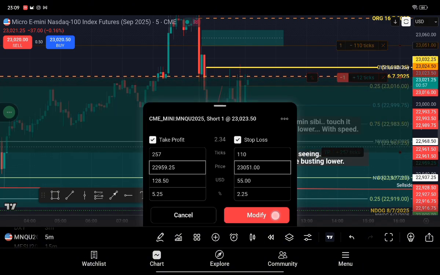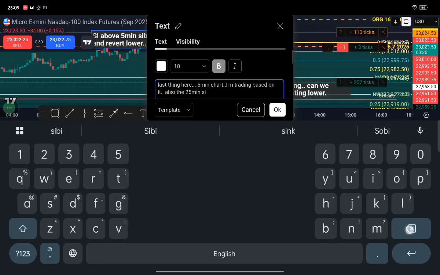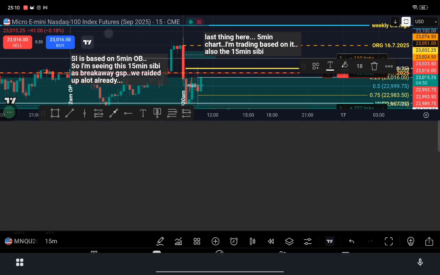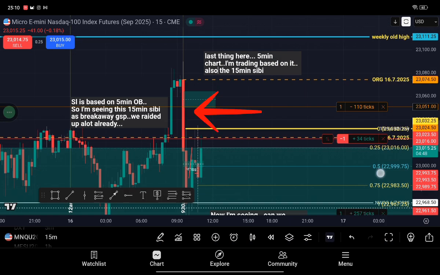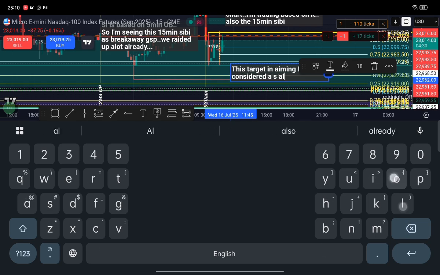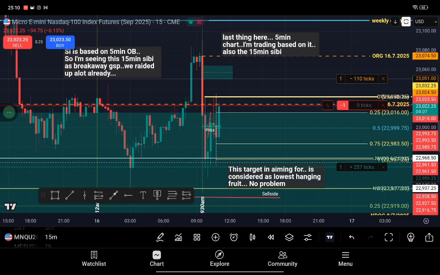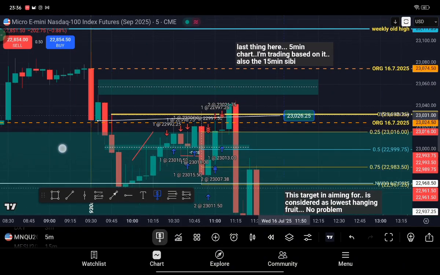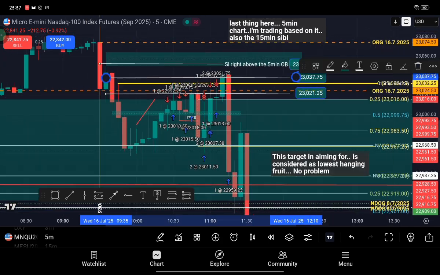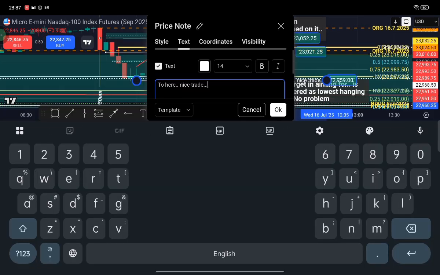But right here I decided to give myself a last chance trade based on the 5-minute chart. Okay, because it's the time 11 a.m. and okay, so this trade is based on taking the 50-minute CB as a breakaway, because look at the 5-minute chart, we have the order block which I'm seeing for it to hold price, and target wise is just a short-term low, which is lowest hanging fruit definitely. Okay, and the trade did play out nicely, did almost reach my stop loss, but then it delivered perfectly.